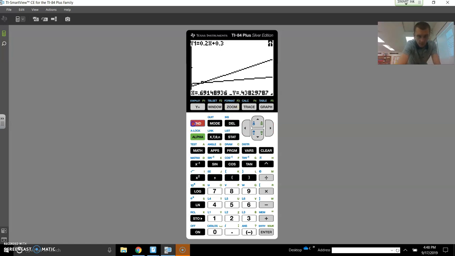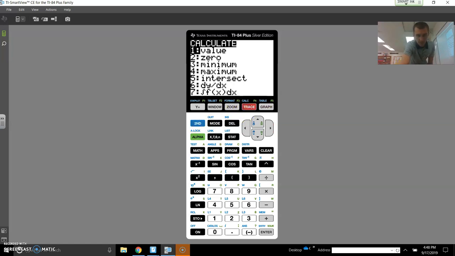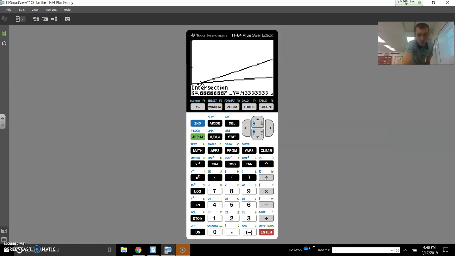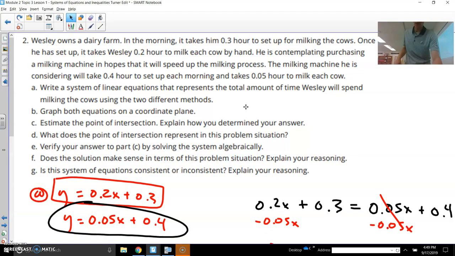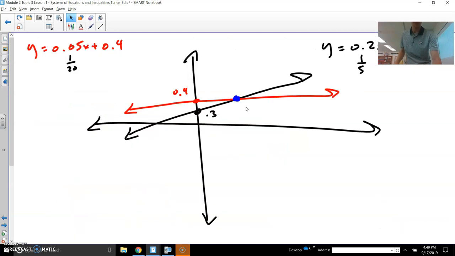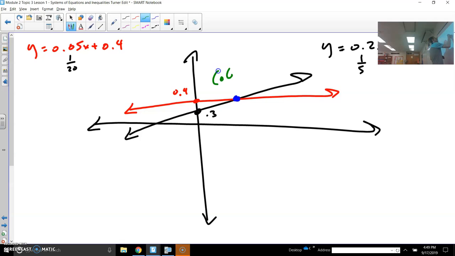And what's great about the graphing calculator is if you press second trace, number 5 is intersect, and then I can force it to tell me the exact moment in time where they cross. So it looks like that's 0.6 repeated for x and 0.43 repeated for y. So that is my solution. This point right here is 0.6 repeated and 0.43 repeated.